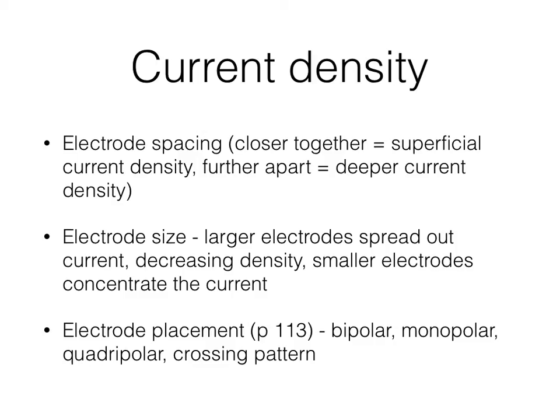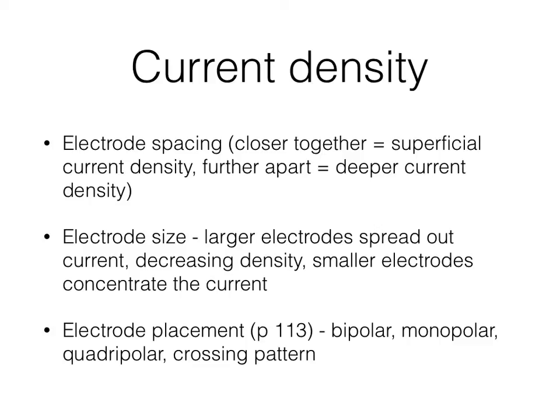And finally, just a couple of words about current density, which really applies to all of these types of electrical modalities. In general, the closer together you space the electrodes, the more superficial your current density. Further apart gets the current density deeper. So again, this is extremely applicable for iontophoresis. When you place the electrodes closer together, you may have a more superficial current density and therefore a higher risk for burns. Electrode size is a consideration. Larger electrodes spread out the current and decrease the density, whereas smaller electrodes concentrate the current. So again, depending on what you want, you may have electrodes of different sizes.